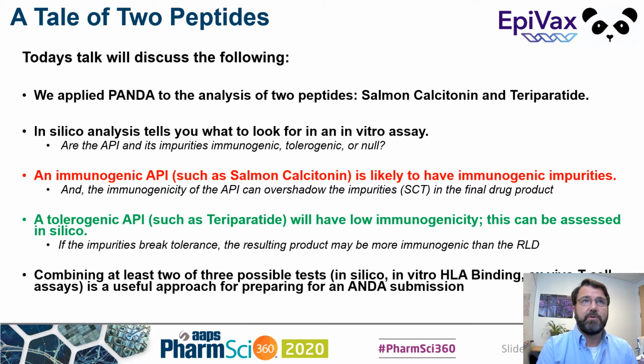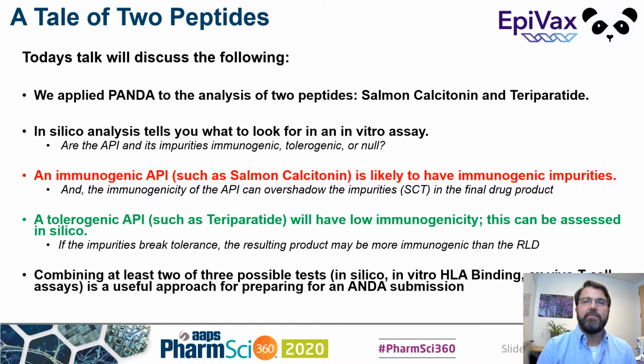As a part of the ANDA guidance, the FDA became interested in knowing how in silico tools and in vitro tools could be utilized to look at the risk of impurities in peptide drugs, and we applied for a contract to show them our tools, which we were awarded. During the course of that contract, we looked at two peptide drugs, salmon calcitonin and teriparatide, and their impurities. What we hope to show you today is that in silico analysis can tell you what to look for in an in vitro assay, based on the nature of the API itself and the impurities as well.